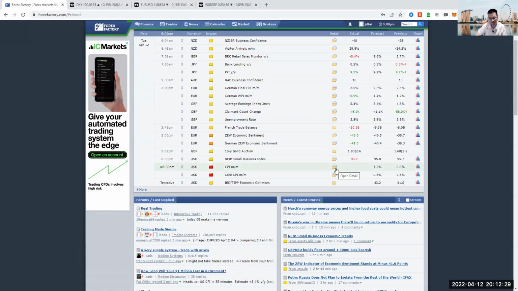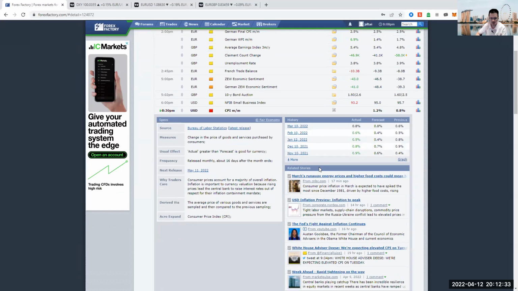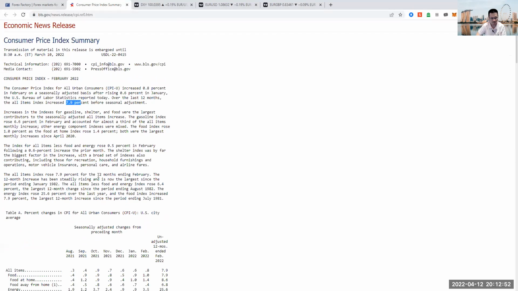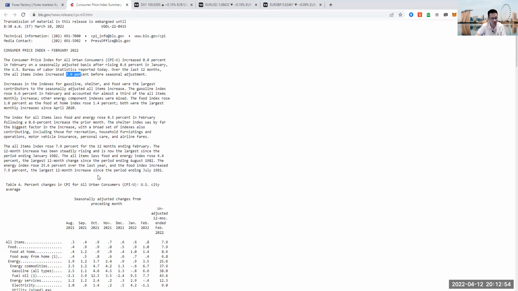So the thing about CPI is that when you look at it, the month-on-month number expected 1.2%. I think it might even come up to 1.5. And then the year-on-year number, if I can bring it up, the year-on-year number was 7.9. We might even see a 8-point-something% for the year-on-year on the CPI.